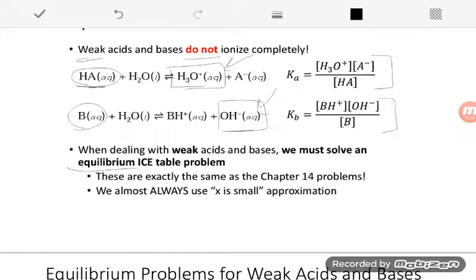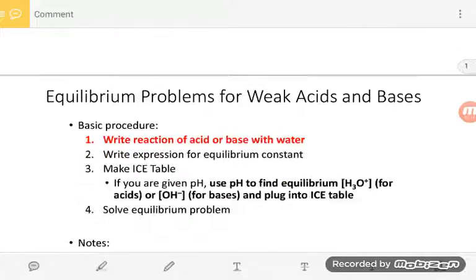Once we have those, we already know how to get from that number to a pH. So we already know the math for this. It's just slightly different terminology, a couple extra steps. And what's going to make life easy is we almost always use that x is small approximation. So that at least should help us out. So let's look at the general procedure for these.